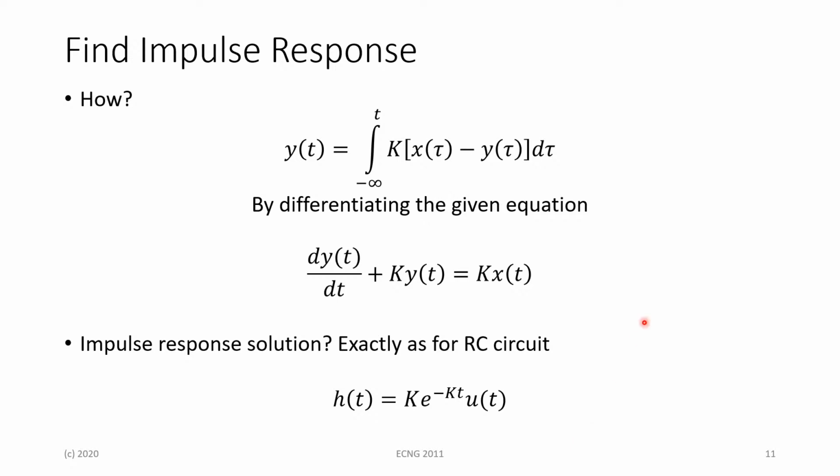So the first part of the question asks us to find the impulse response. Because this is an integral equation, we can differentiate the entire equation. And because it's a differential form, we can apply the Laplace transform to solve it, or we could do the long way and solve the differential equation in the time domain. You'll end up getting h of t equals k e to the negative kt u of t.